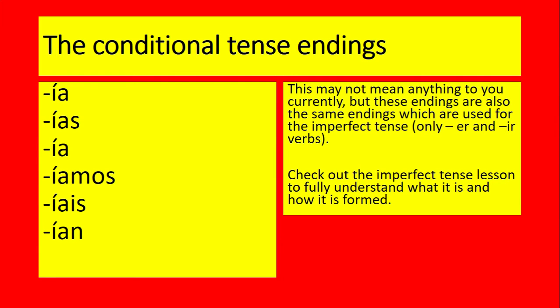This may not mean anything to you currently, but these endings are exactly the same as the endings for the imperfect tense. I've got a separate video on that. The endings are the same, but for the conditional tense you add them on to an infinitive. For the imperfect tense, it's the same endings, but you don't add them to an infinitive. You add them onto the infinitive minus the ar, er, ir, so the verb stem. Anyway, check out my lesson on the imperfect tense for that.